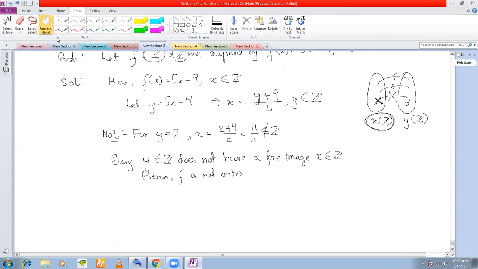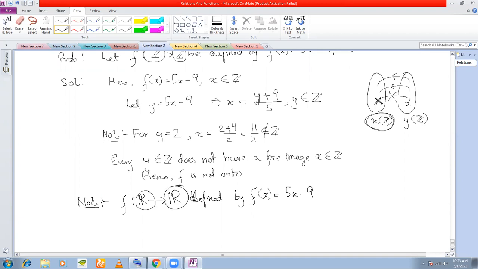Now, something to pick your brain. Suppose I had defined the same function, but I defined the codomain set as R and the domain set as R. Then can you say that this is onto? Tanisha, can you say whether this is onto or not? This time I have changed the domain and the codomain set. Previously it was Z to Z. Now it is R to R.